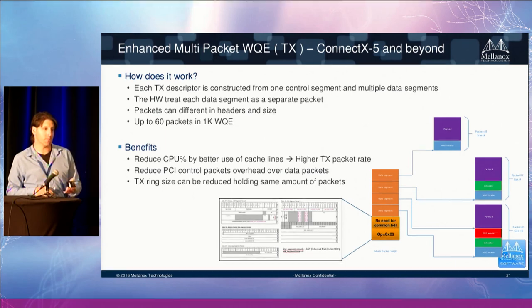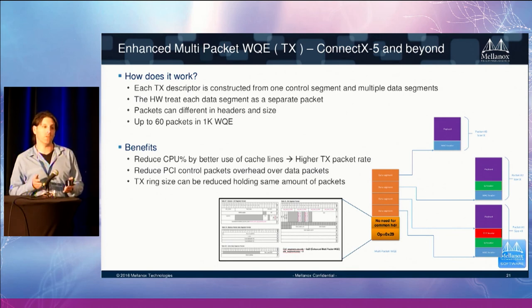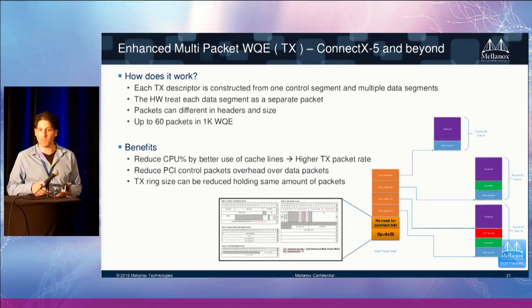The second thing is better PCI utilization. If you have 64 bytes to send, and you have 64 bytes of control to be sent over the PCI, that's only 50% of the PCI being utilized. And if you want to get to full 100 gigabit line rate, you can't utilize only 50% of the PCI. You need as much utilization as possible. So in this case, you can utilize it much better.